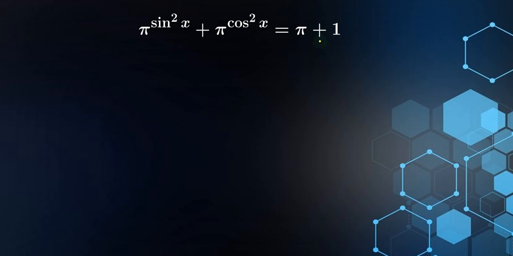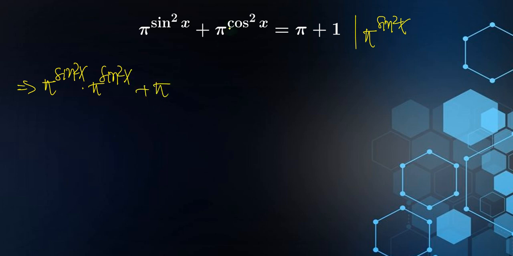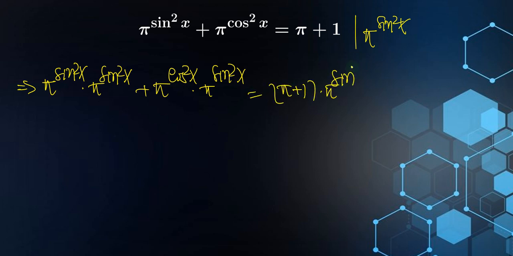So let's get started. I'm going to solve this problem without using substitution. What I'm going to do is multiply both sides of the equation by pi to the sine square x. Now we're going to have pi to the sine square x times pi to the sine square x, and then pi to the cosine square x times pi to the sine square x, equal to pi plus 1 all times pi to the sine square x.